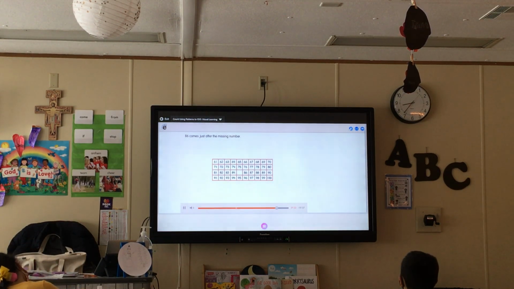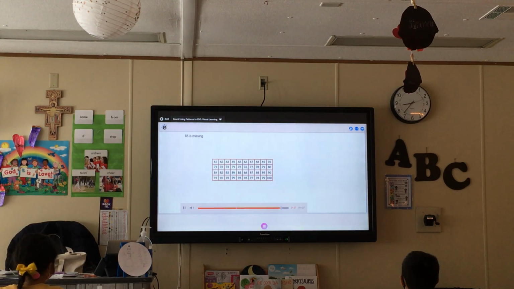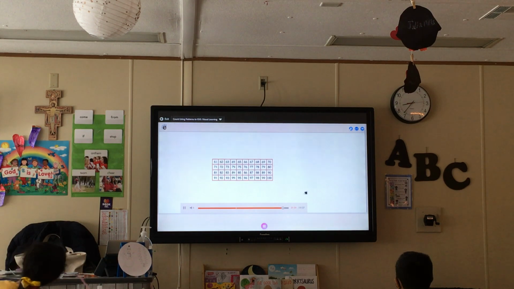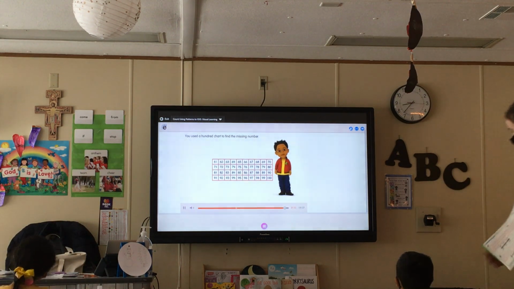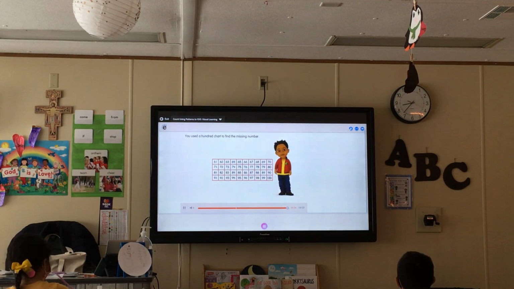86 comes just after the missing number. After the missing number. Here, after the missing, 85 is missing. You used a 100 chart to find the missing number.